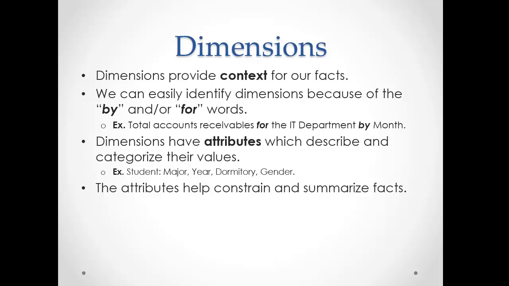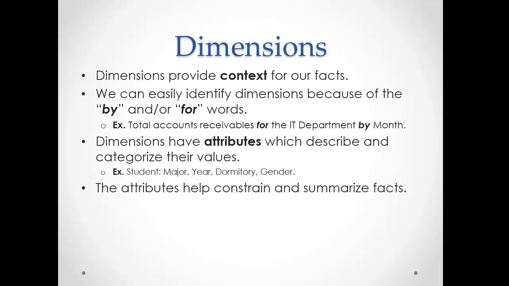Let's talk about dimensions for a bit. Dimensions provide the context for our facts. We can easily identify the dimensions in the problem that we're trying to solve. When our users say the word by or for, what comes after that word is typically a dimension. For example, someone might say, I need to see the total account receivables for the IT department by month. So IT department is a specific piece of data in a dimension, maybe that covers all the departments. And then month is a specific attribute in a date dimension.